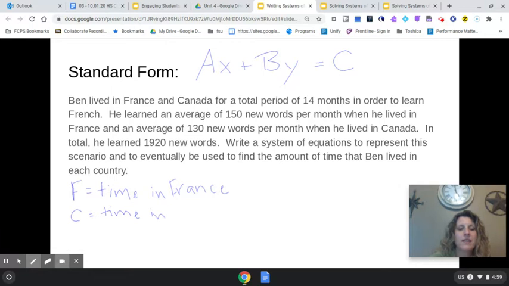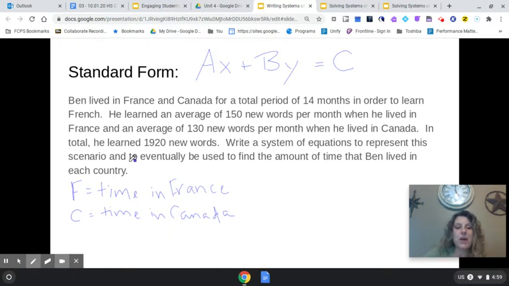That way, when I go to solve this eventually, I would know which number is representing the time in France and which number would be representing the time in Canada, because literally it's going to say F equals a number and C equals a number. So I know F is standing for France and C is standing for Canada. This is not necessarily required, but I think it's helpful.